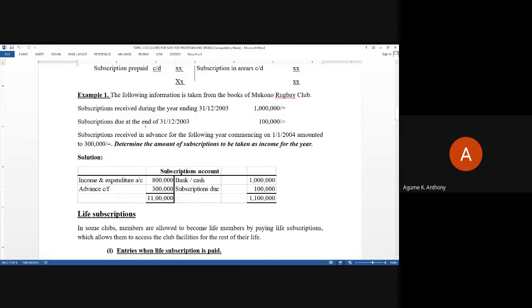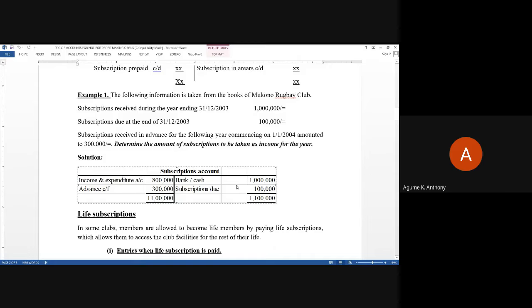But then you have those which are due, but you've not received them. That's 100,000. So meaning that you will credit your subscriptions account with the 100. So then they are saying that those that were received in advance for the following year commencing 1st April amounted 300. So if it is for the following year, then that is your carried forward, which is 300.